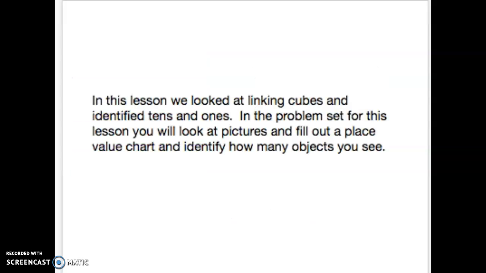In this lesson, we looked at Lincoln cubes and identified tens and ones. In the problem set for this lesson, you will look at pictures and fill out a place value chart and identify how many objects you see. Keep up the hard work.